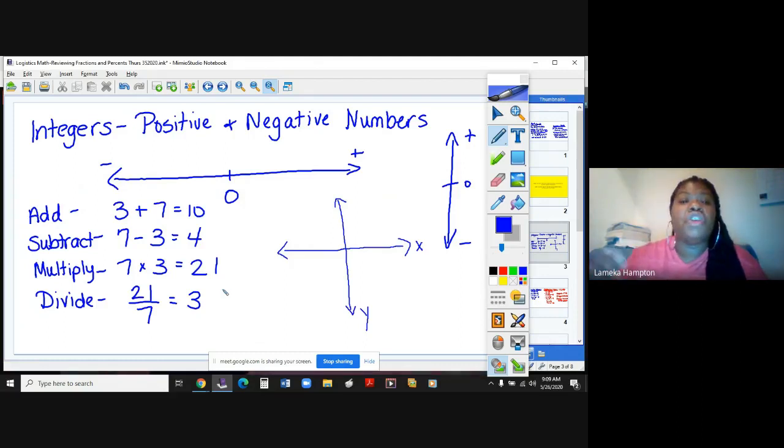The good news is we know how to add positive numbers together, because that's basic arithmetic. The issue started to come when we're adding negative numbers into the mix.